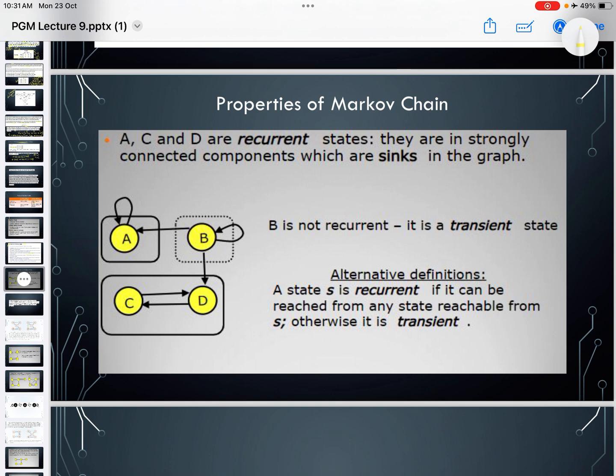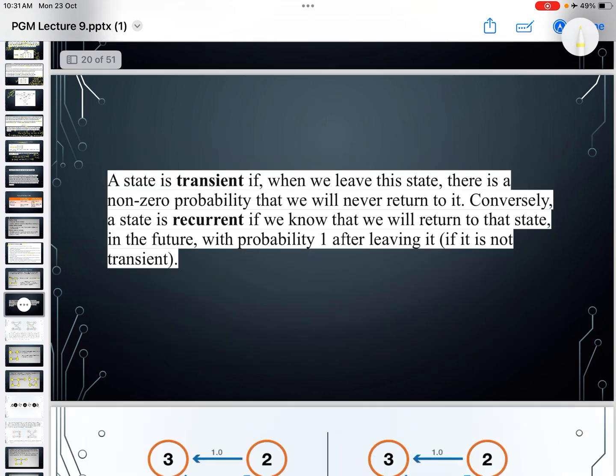Properties of Markov chain. A, C and D are recurrent states. They are in strongly connected components which are sinks in the graph. B is not recurrent. It is a transient state. Alternative definitions. A state S is recurrent if it can be reached from any state reachable from S, otherwise it is transient.